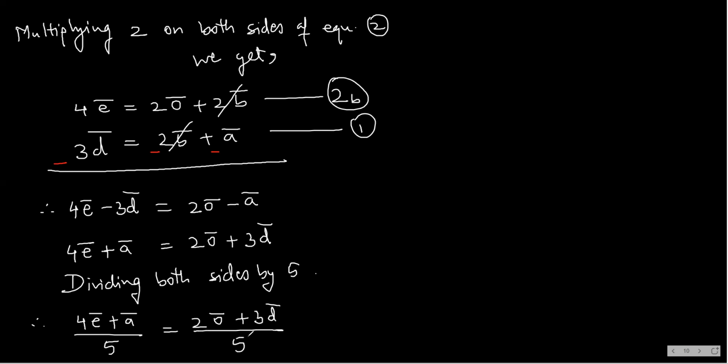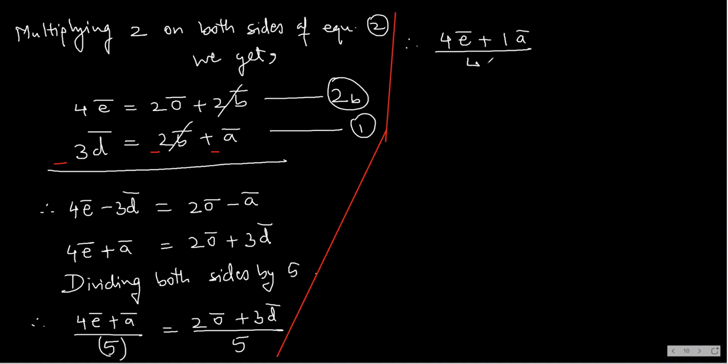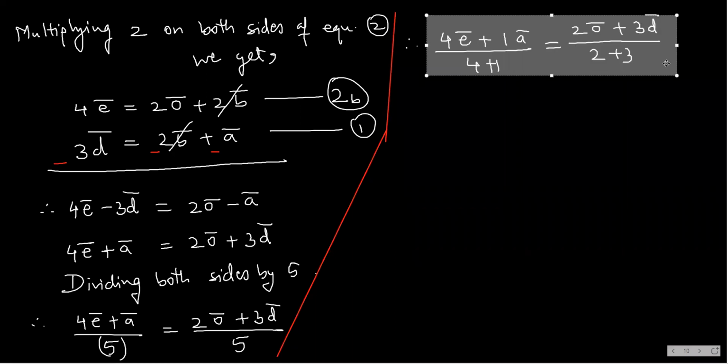Okay, so I get here 4E bar plus A bar upon 5 equals to 2O bar plus 3D bar upon 5. Okay, in the next step, I would write this in this way. I will write, therefore, 4E bar plus 1A bar upon, can I write this 5 in the denominator as 4 plus 1? Yes, 4 plus 1 is 5. And here I have 2O bar plus 3D bar upon 2 plus 3. Okay, this I write as equation number 3.